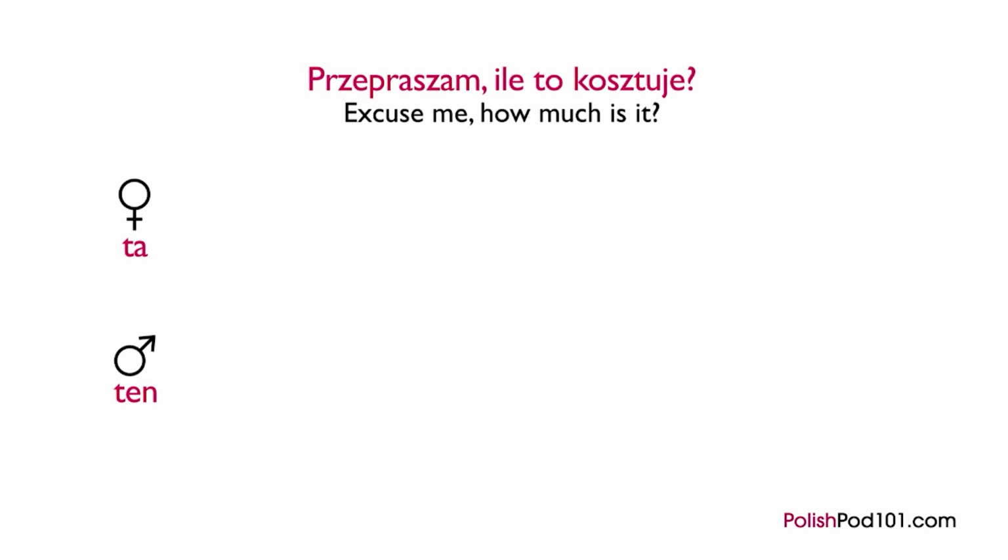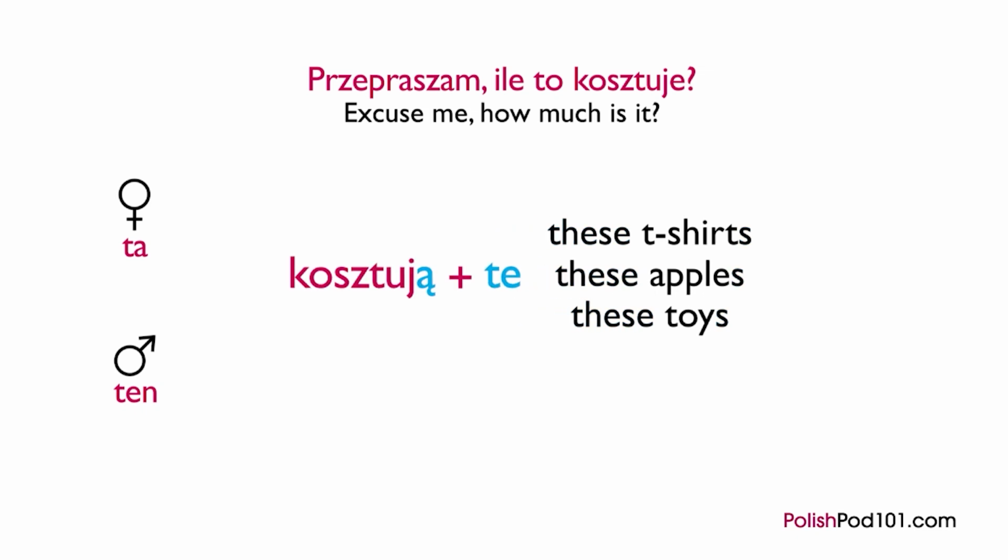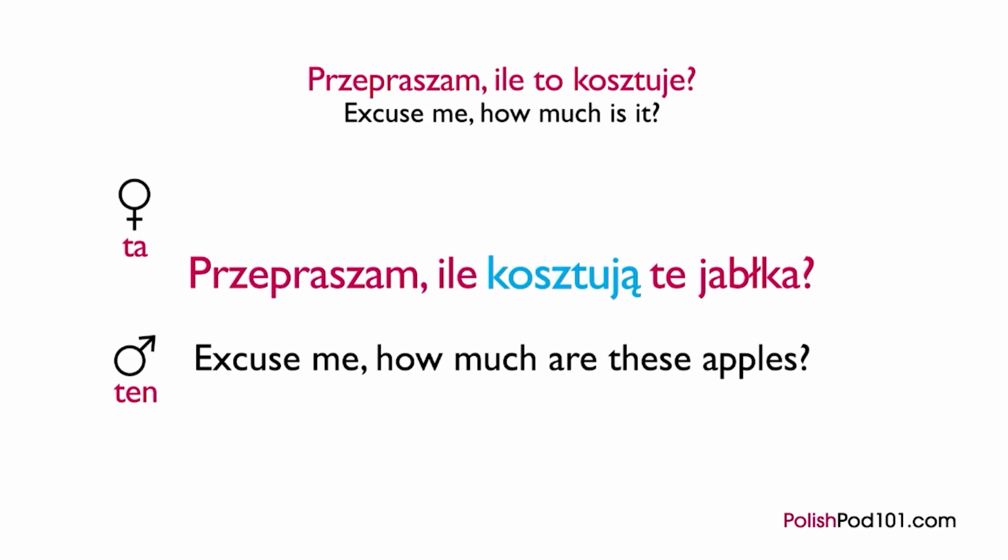And finally, if we ask about the price of a few similar items, like these t-shirts, these apples, these toys, we have to add te before the noun. For example, przepraszam, ile kosztują te jabłka? Excuse me, how much are these apples?